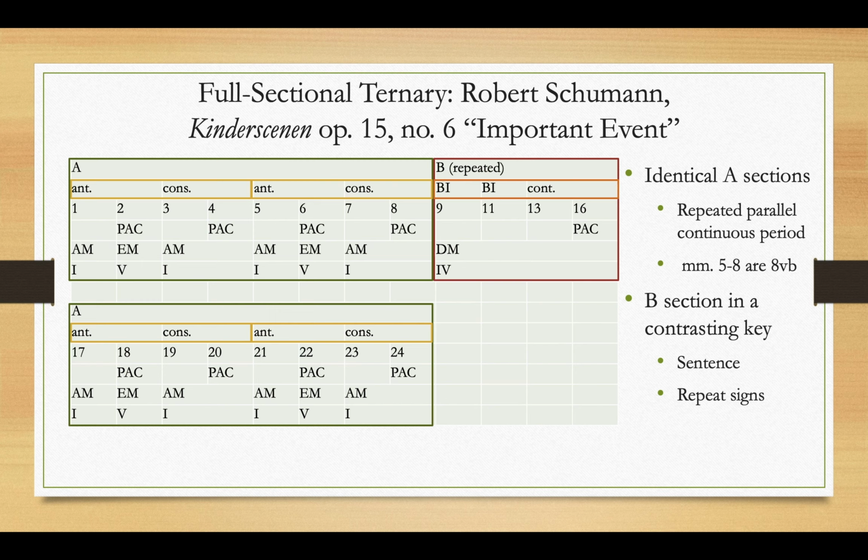And this B section happens to be in the form of a sentence. We have a short basic idea, a repetition of that basic idea, and a continuation leading to the cadence. Notice that that cadence happens to be a perfect authentic cadence. And this is not obvious from the diagram, but this B section is repeated with repeat signs.